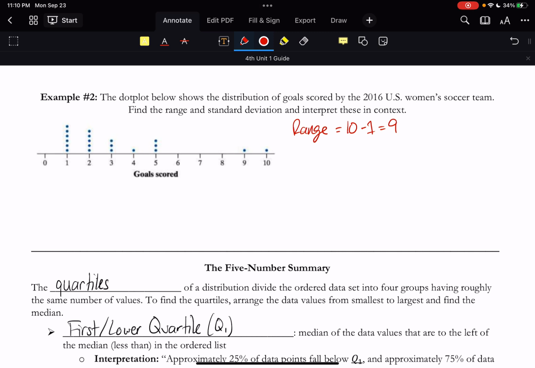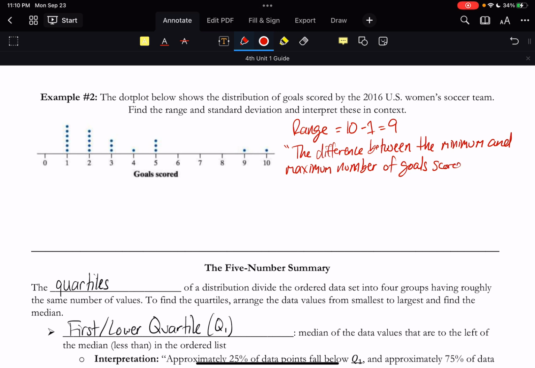Okay. The interpretation, again, the range is literally the difference between the minimum and maximum values. So if I interpret this, the difference between the minimum and maximum number of goals scored is 9.